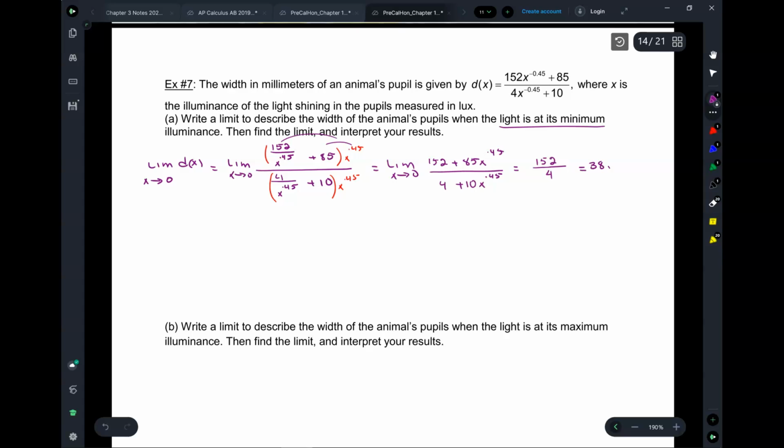38 millimeters. Since you're multiplying by x to the positive 0.45, how come there isn't a negative left over? Because when we moved it down, it became positive. Okay, so that was us finding the limit, and now the question is to interpret your results.